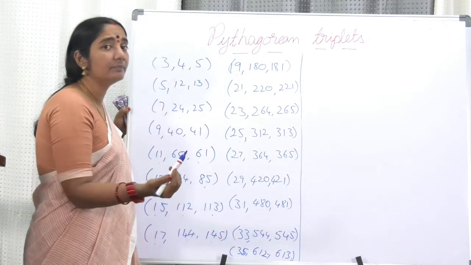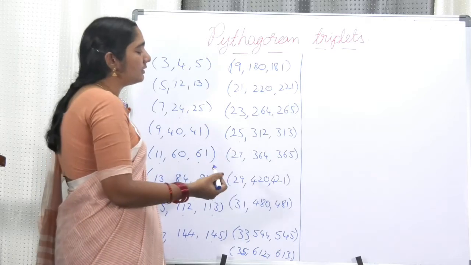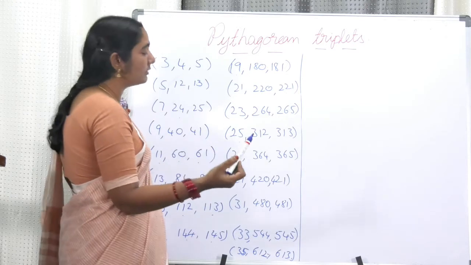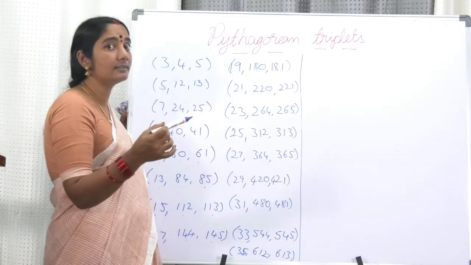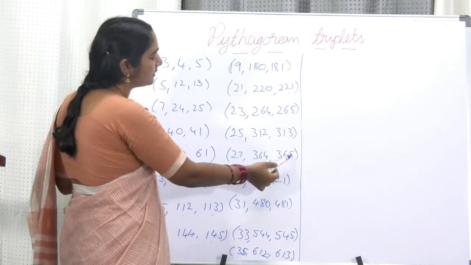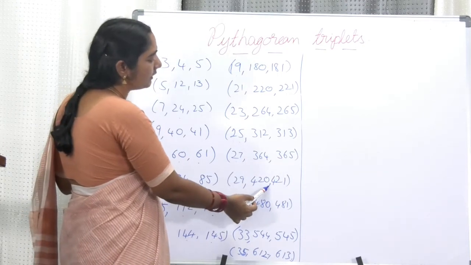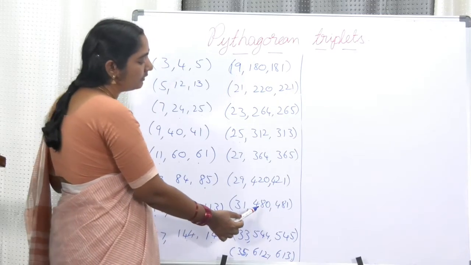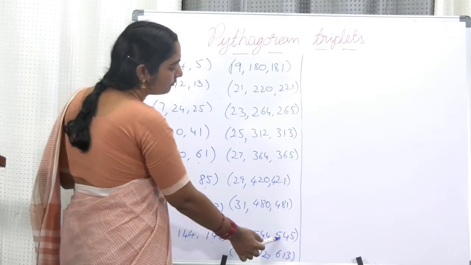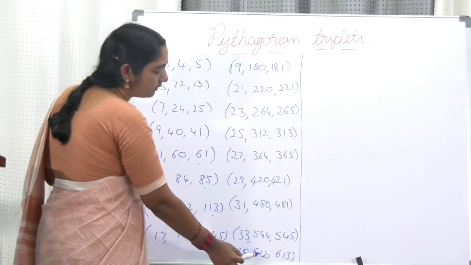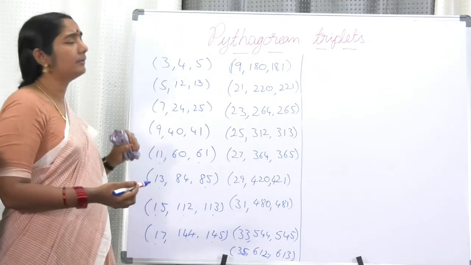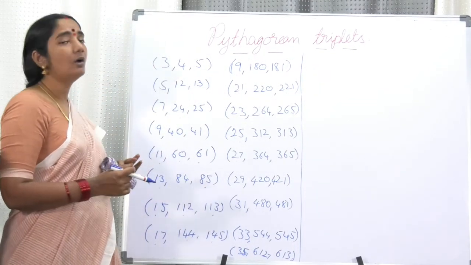Please make it a game. You can just play it as a game. You can do it. Your numerical skills are going to improve, my dear friends. Don't think you are wasting your time. No, numerical skills are going to improve. 31, 480, 481, 33, 544, 545, 35, 612, 613. These are some of the triplets where the first number is an odd number.